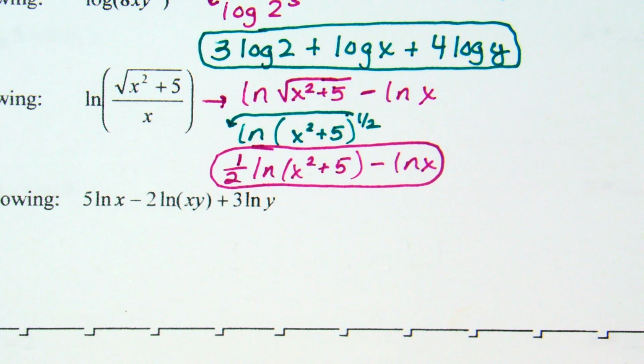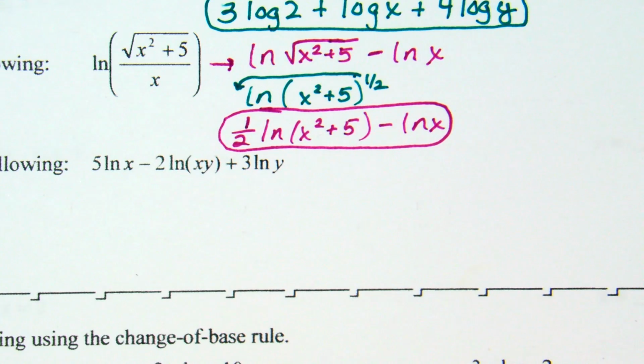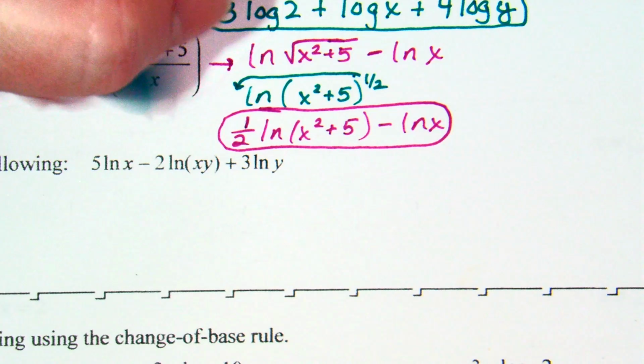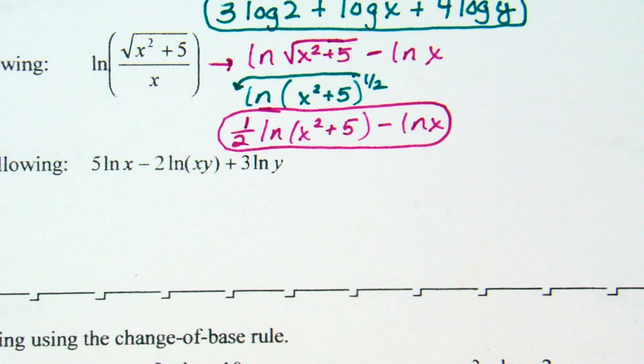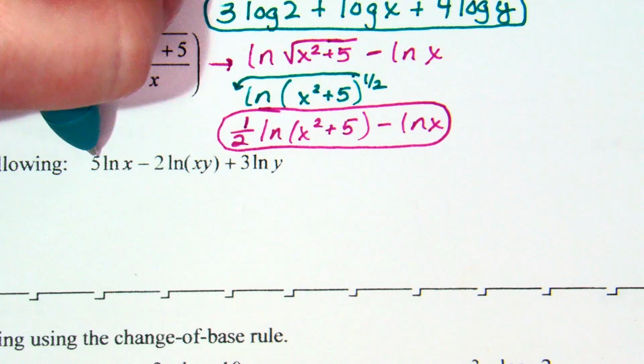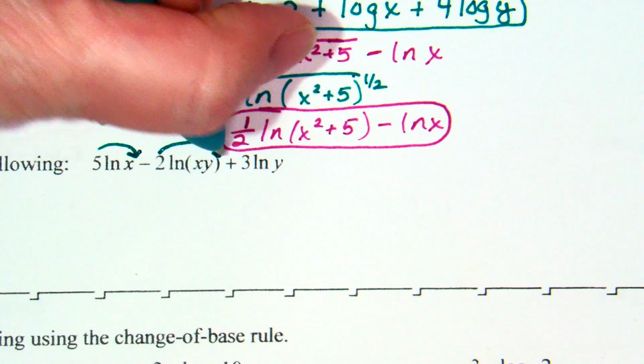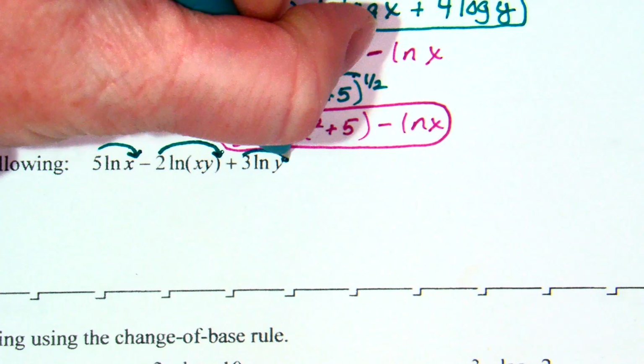Well, if 5 can be moved to x, so like x to the 5th. Okay. Natural log x to the 5th. Okay, can we use our power rule here? All of these coefficients can move and become powers. And you need to use your power rule before you try and do a product or a quotient rule. Okay? So the 5 will move and become the power of x. The 2 will move and become the power of xy. And the 3 moves and becomes the power of y.